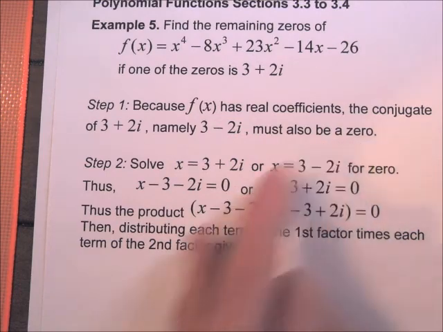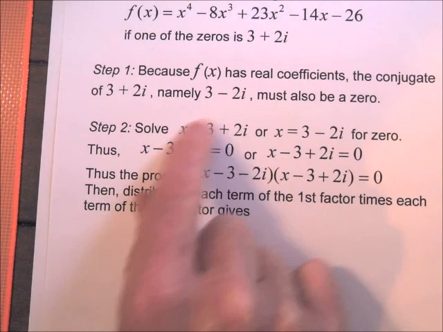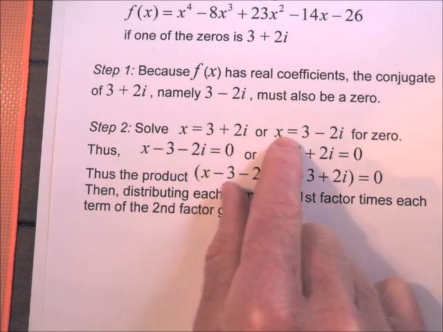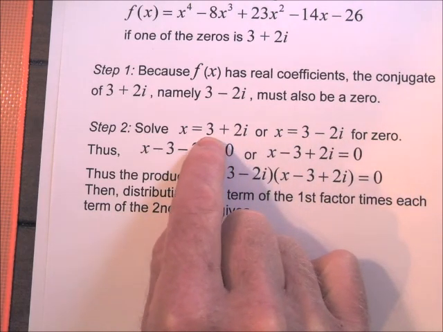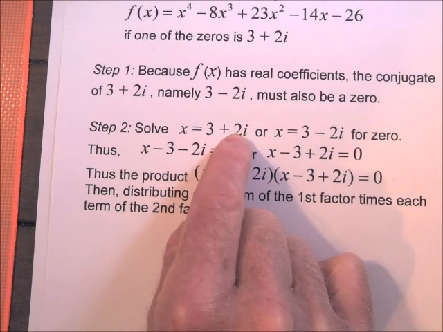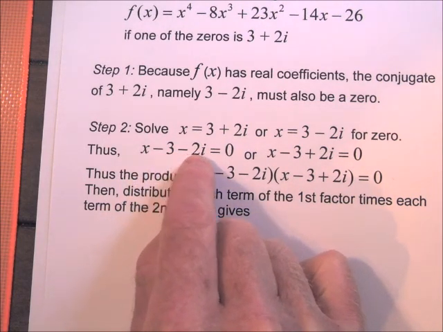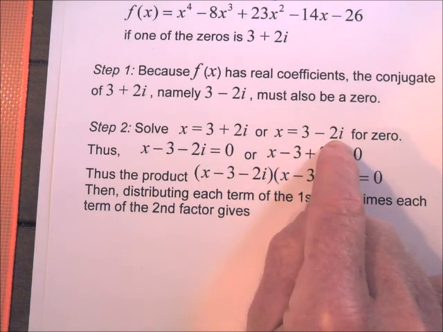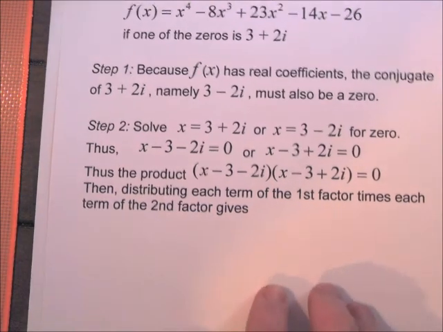also be a zero. So that's one of our zeros. Step 2, solve x equals 3 plus 2i or x equals 3 minus 2i for 0. So for the first equation, subtract 3 and subtract 2i from both sides of the equal sign to get x minus 3 minus 2i equals 0. For the second equation, subtract 3 and add 2i to both sides of the equal sign to get x minus 3 plus 2i equals 0.